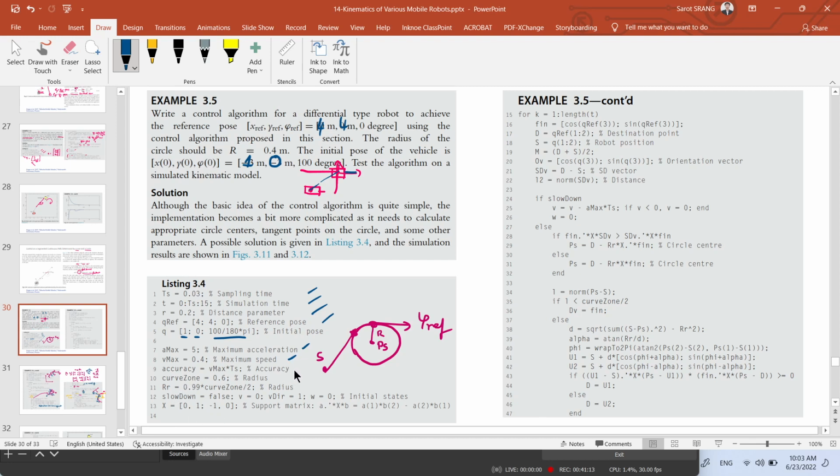Accuracy. What is accuracy? Accuracy here is Vmax times sample time. Why is this accuracy? Because we update the value, or update everything, in between the sample time Ts. So let's say the robot is moving at the maximum speed. Before we check the location another time, it moves a distance of Vmax times sample time, right?